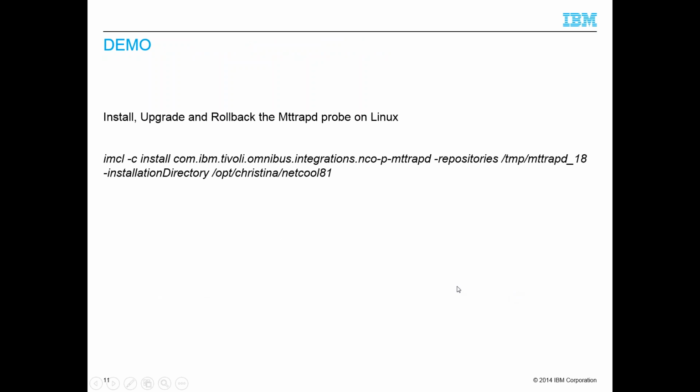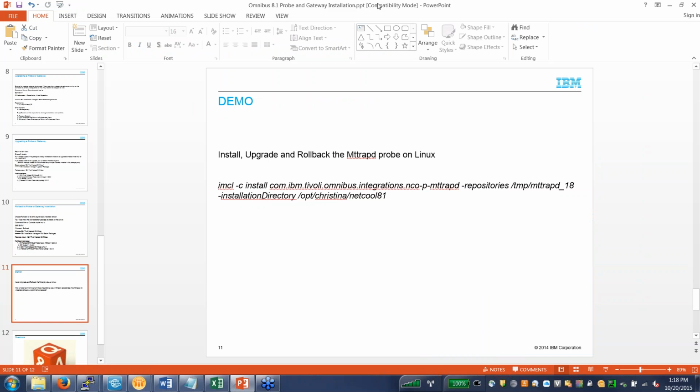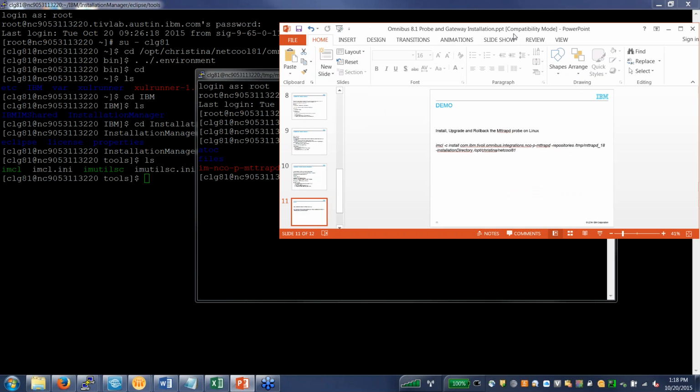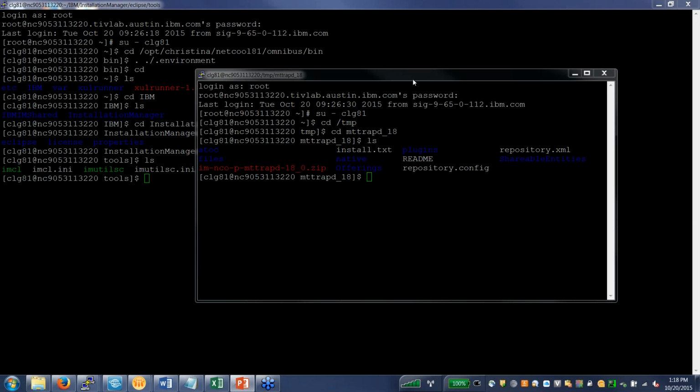Okay, now I'm going to break and do a demo. So I'm going to try to do a demo of installing the MT-Trap-D probe version 18 on Linux. I'll be using the command line options to do it. Then I will upgrade the MT-Trap-D probe to version 20. And then I'll do a rollback of the MT-Trap-D probe from version 20 back to version 18.